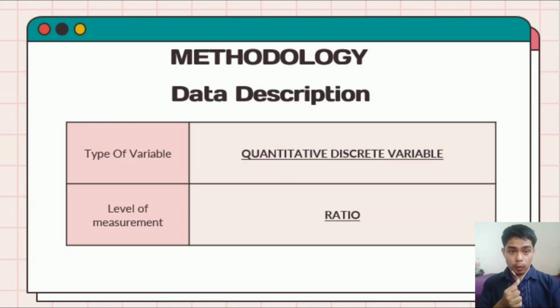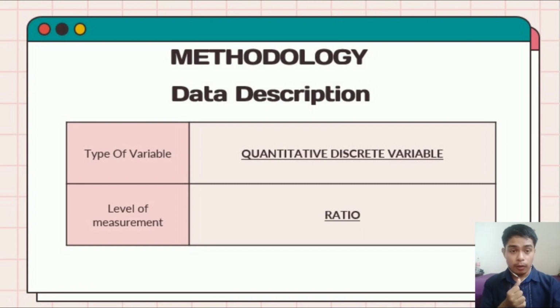Next is the methodology of the study. First is data description. So type of variable used here is the quantitative discrete variable. This is because the data is measured on numerical scale and it is countable and takes integer value. There are no intermediate value possible between those numbers within the context of the data set. For example, the number of people with a specific BMI, it cannot be 2.5 people, 3.5 people. It has to be a whole number.